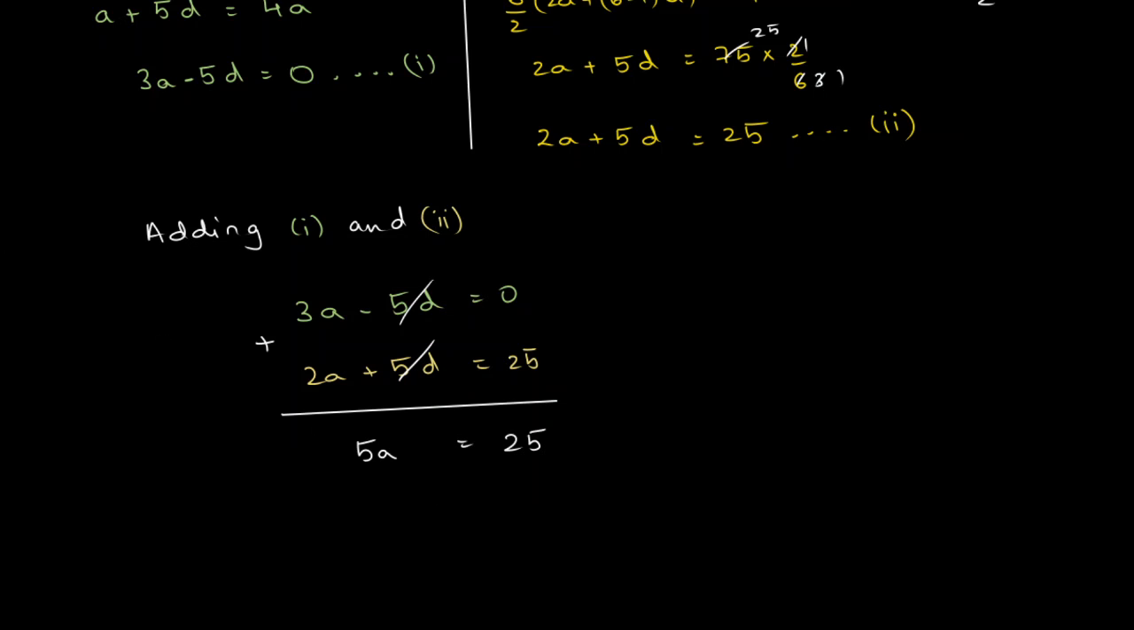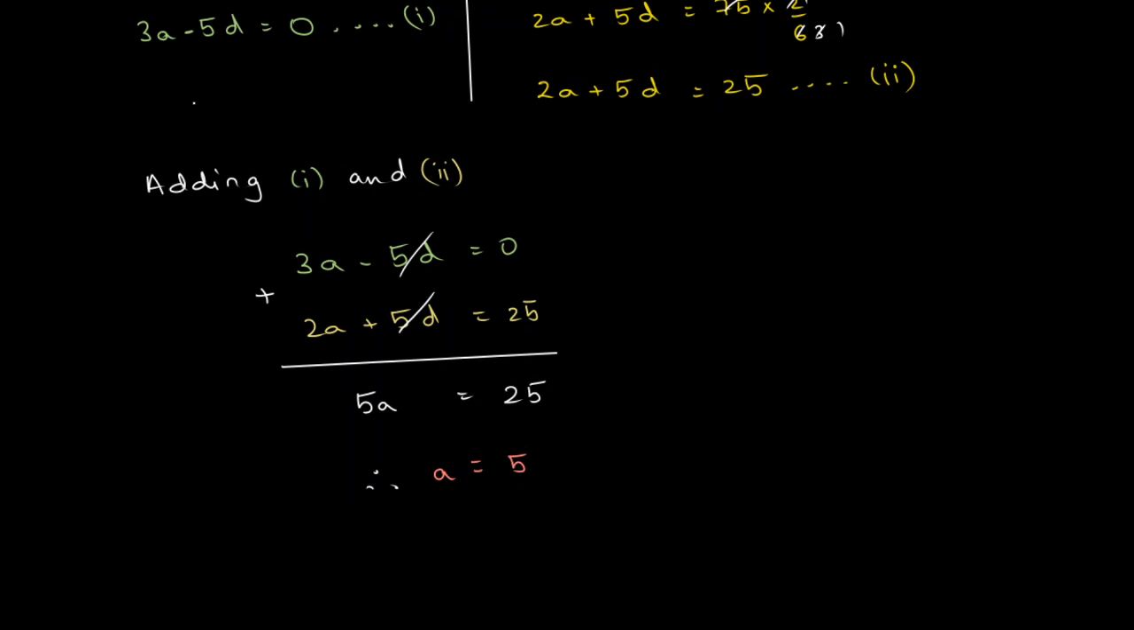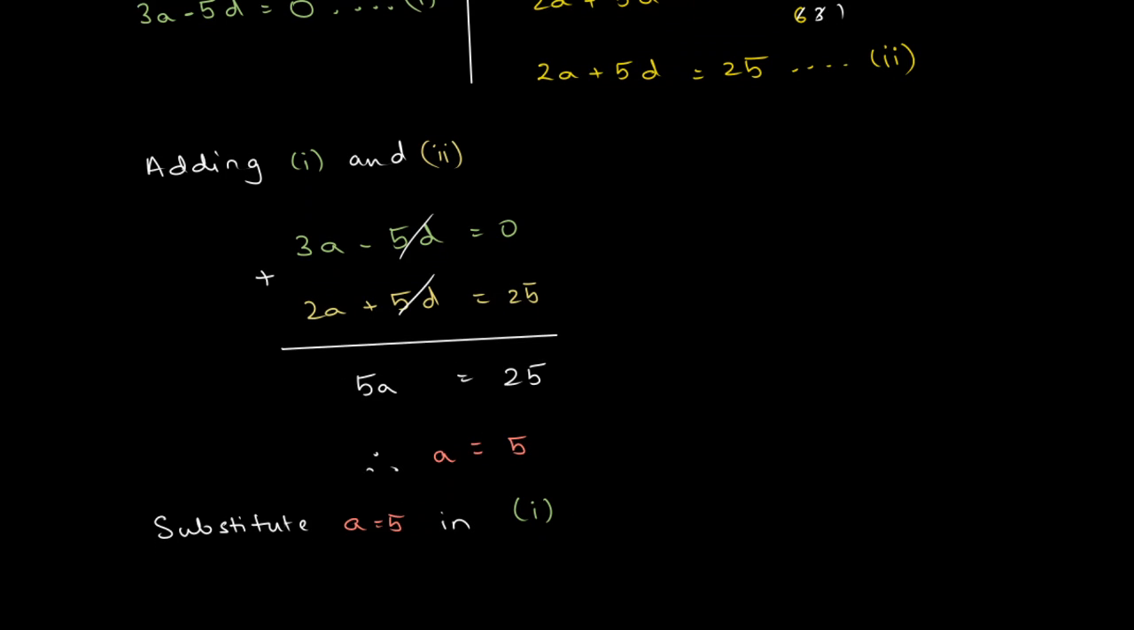and so 5a is equal to 25. And if I rearrange this, I get the value of a as 5, right? So therefore I can conclude a is equal to 5 because 25 upon 5 is 5. Okay, so I have the value of a. Now I want to find the value of d. So for that I can substitute this in equation number 1. So let's substitute a is equal to 5 in equation 1, right?